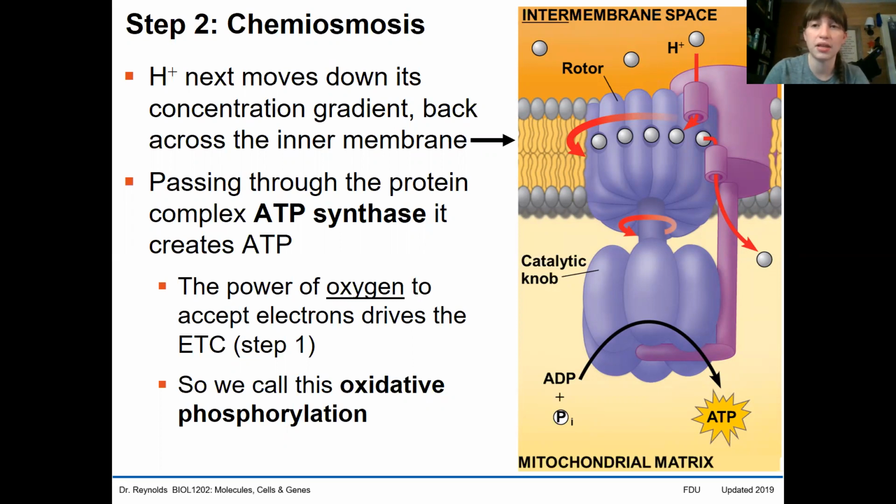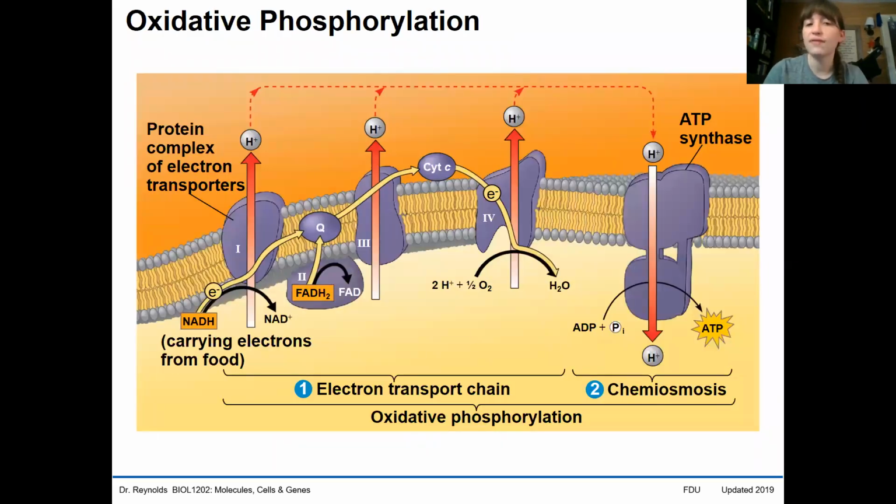And all of this depends on the power of oxygen in step 1, the electron transport chain, to accept electrons, because that drives the electron transport chain to continually move forward. If there was no oxygen, the electron transport chain wouldn't be able to give away electrons at the end, and so this entire process would stop.